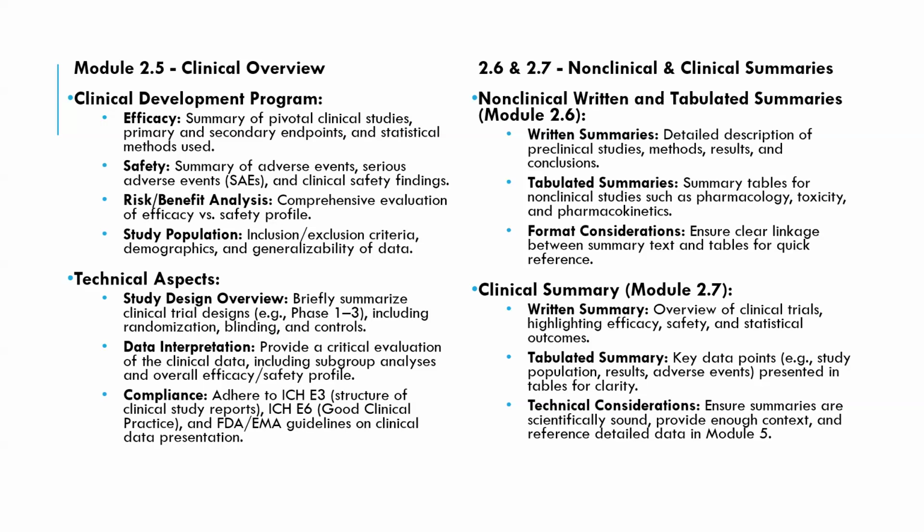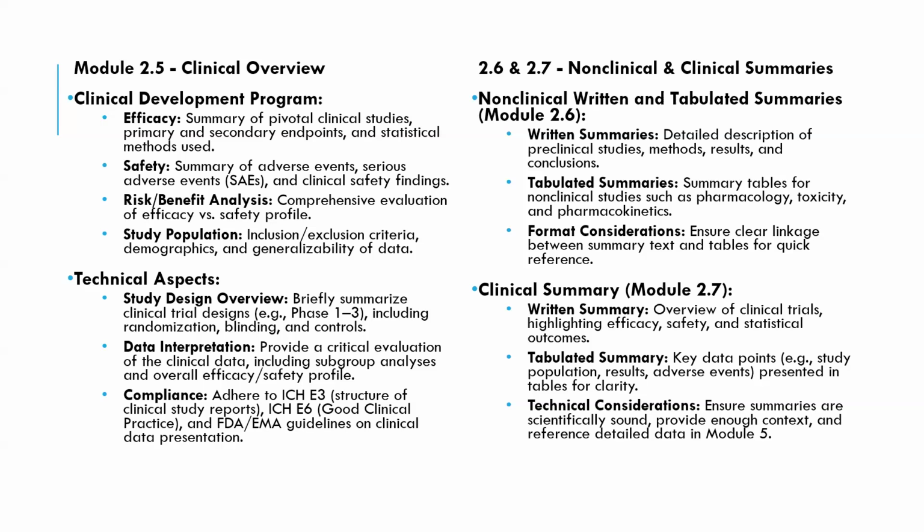Okay. Then is your 2.6 and 2.7, which talks about non-clinical and clinical summaries. In non-clinical written and tabulated summaries, we provide a detailed description of preclinical studies, methods, results, and conclusions, summary of tables for non-clinical studies such as pharmacology, toxicity, and pharmacokinetics, and we ensure that a clear linkage between summary text and tables is provided for quick reference. For example, you've written the data, you've written a summary, and then you're providing a table. You need to make sure that the summary that you've written and the data you're providing in the table are correlated and not deviating from each other. Okay.